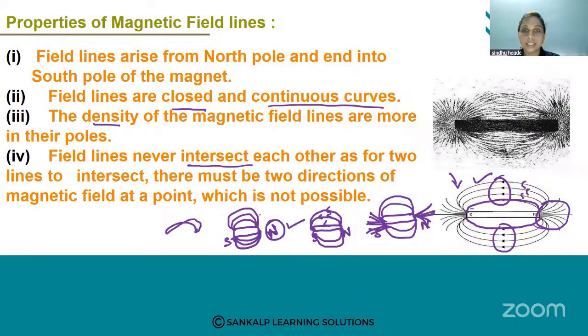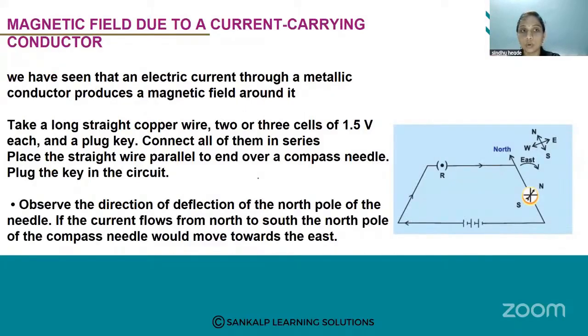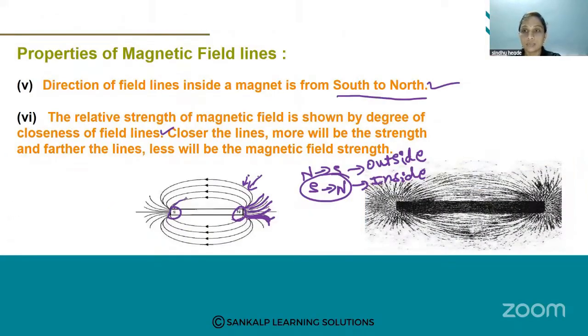The next property tells that field lines never intersect each other. The next tells that the direction of field lines inside the magnet is always from south to north. The next property tells that the relative strength of the magnetic field is decided by the closeness of the field lines. These are all the properties of magnetic field lines.